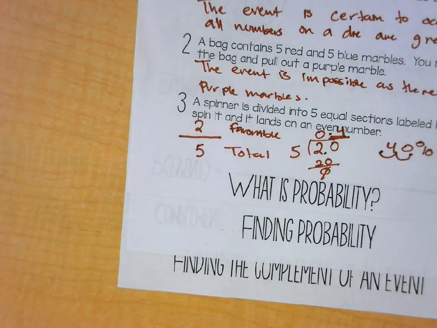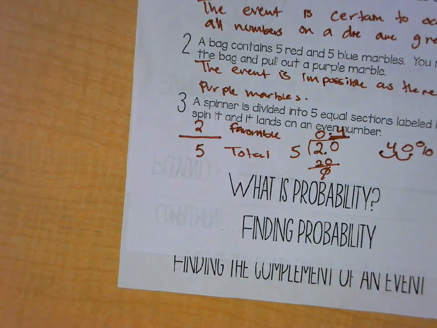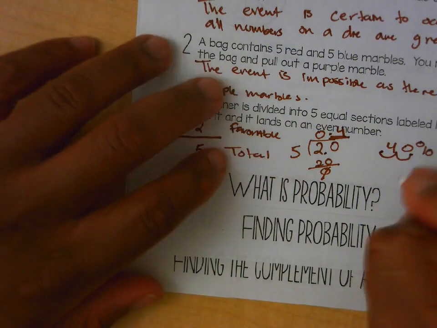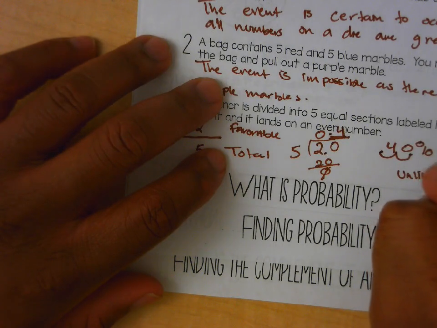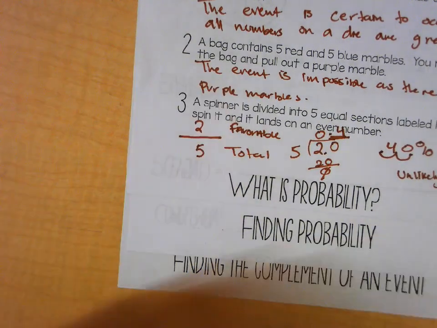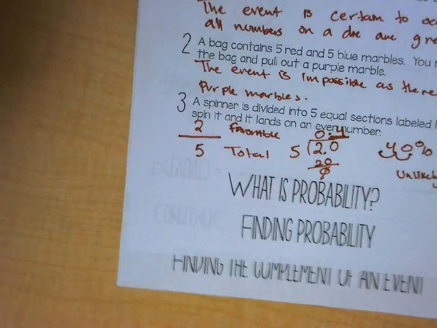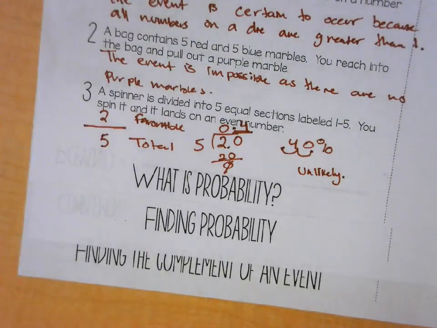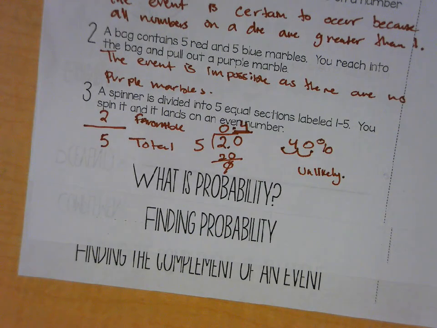What would you say that was? Is that likely? Is that certain? Is that as likely as not? Is that unlikely? Where does that fall? I'd say that was unlikely. Does that make sense? Any questions you think your classmates might have as they work through this video?